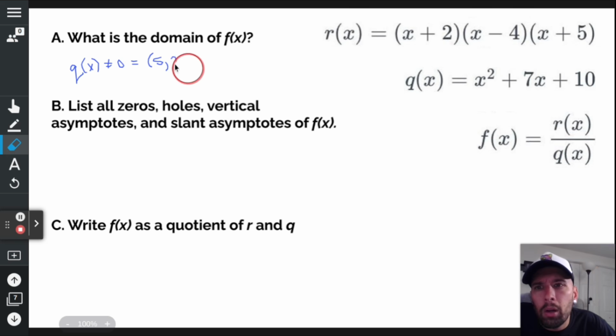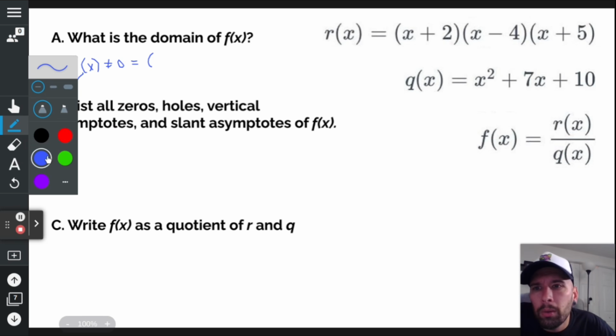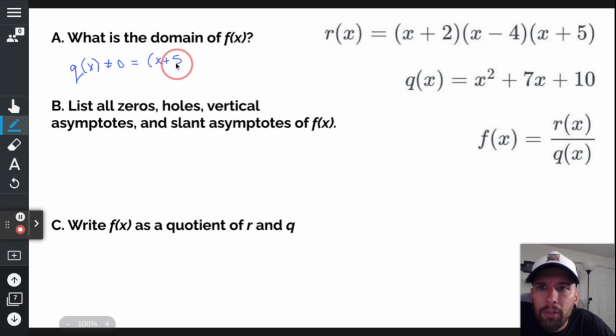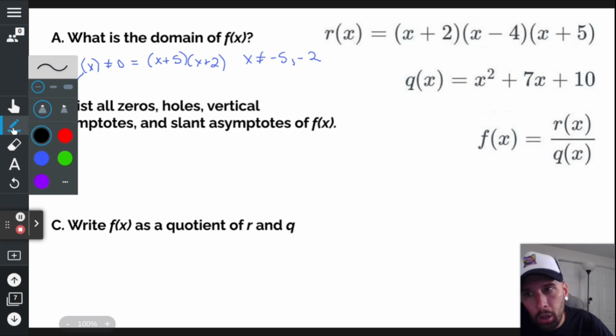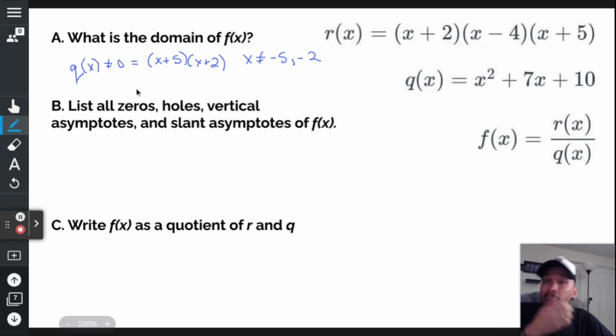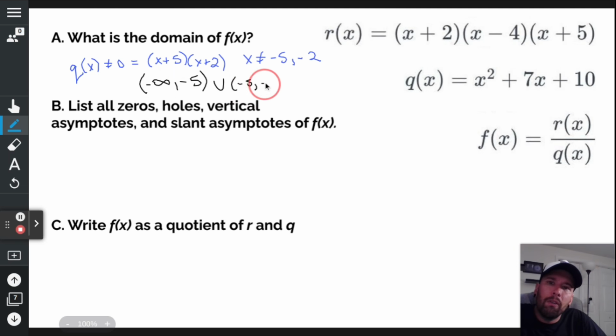So I wrote that out completely wrong because I've been doing this for a while now. x plus 5, x plus 2, which implies that x cannot be negative 5 and x cannot be negative 2. So if we write this out in interval form, the domain is all real numbers except negative 5 and negative 2. My domain is negative infinity to negative 5, not including negative 5, union, negative 5 to negative 2, union, negative 2 on forever.